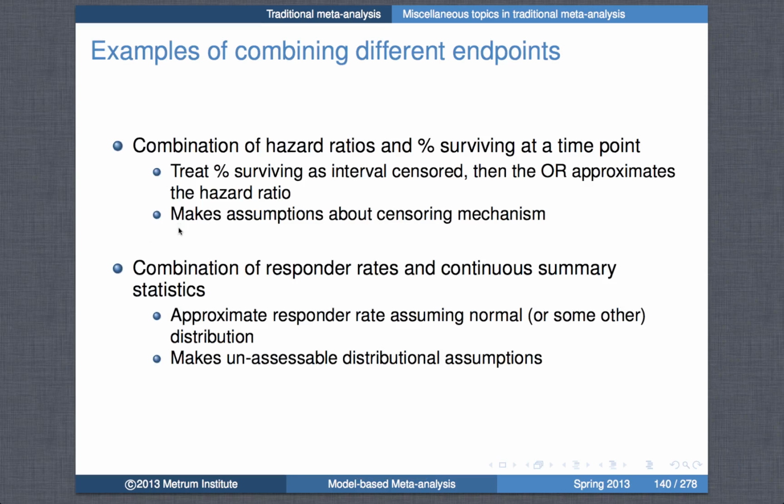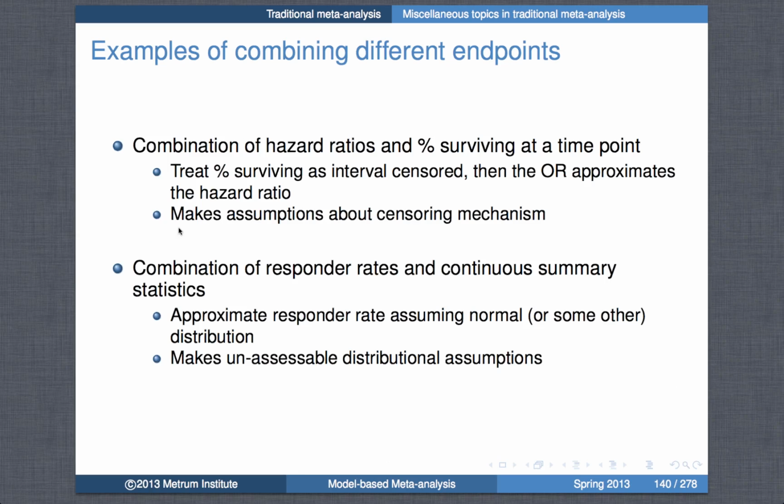So I'll give you two examples of how we might combine different endpoints. The first is if we have hazard ratios reported in some studies and percent surviving reported in other studies. If we conceptualize the percent surviving as being interval censored, then it turns out that the odds ratio of those percent surviving approximates the hazard ratio. And this is actually something that's used fairly frequently in statistical analysis in combining data. The assumptions being made here are about the censoring mechanism, the interval censored nature, and that over that interval the censoring is happening at a constant rate.